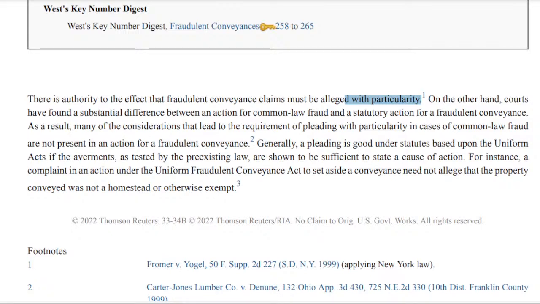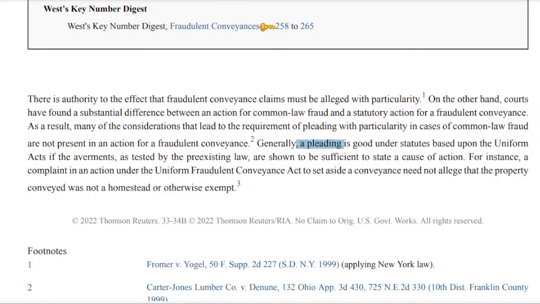Interesting. On the other hand, courts have found a substantial difference between an action for common law fraud and a statutory action for a fraudulent conveyance. And we saw in section 1, we went over the distinction between those two and the bar for bringing a cause of action. As a result, many of the considerations that lead to the requirement of pleading with particularity in cases of common law fraud are not present in an action for a fraudulent conveyance.